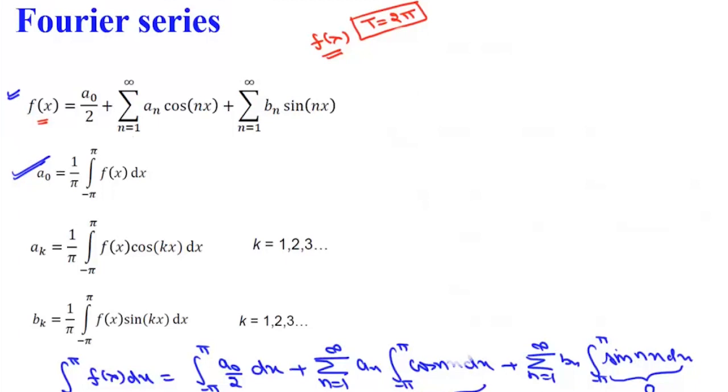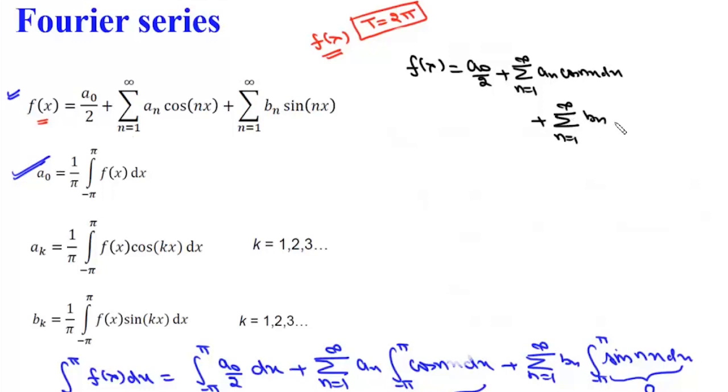Now we need to determine the coefficients, suppose ak and bk. So again we'll take the series f(x), which will be a0 by 2 plus the summation n varies from 1 to infinity an cos nx plus the summation n varies from 1 to infinity bn sin nx. Now what we'll do is multiply everything with cos kx and then integrate it from minus pi to plus pi.